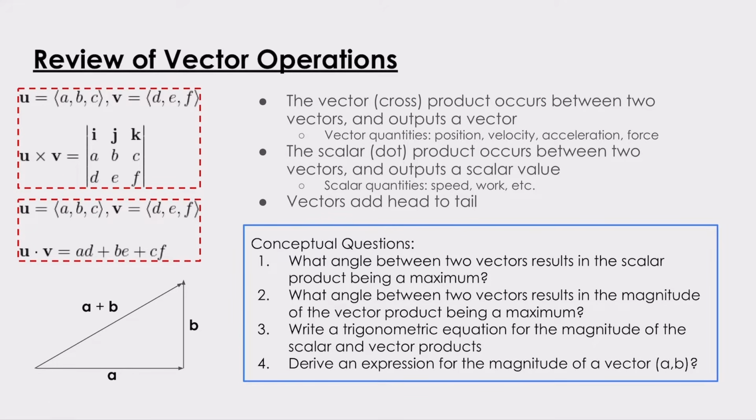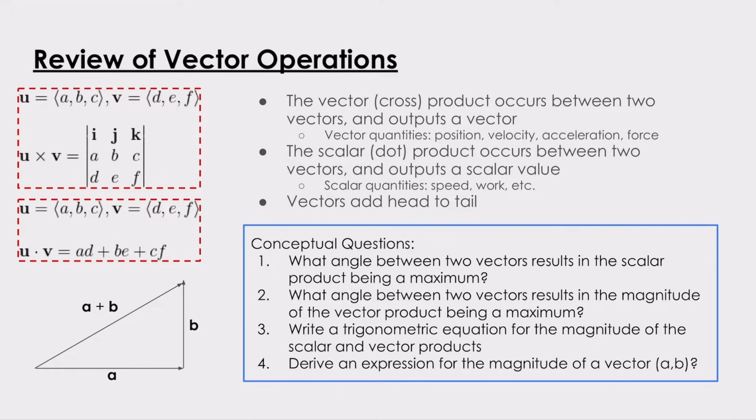At the bottom over here, there's a diagram of head to tail addition of vectors. That's the graphical way that we add vectors together, with a plus b being the head to tail sum of the original vectors a and b.